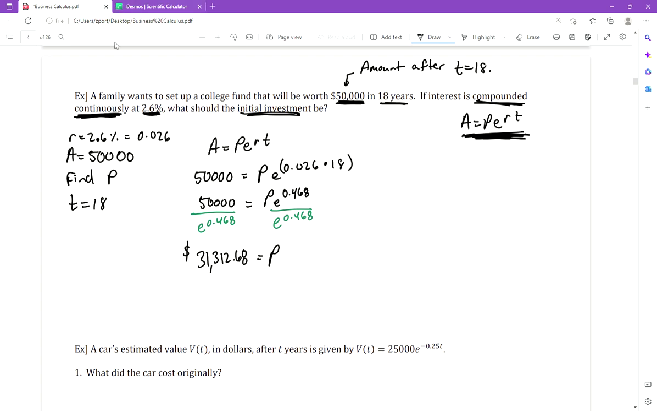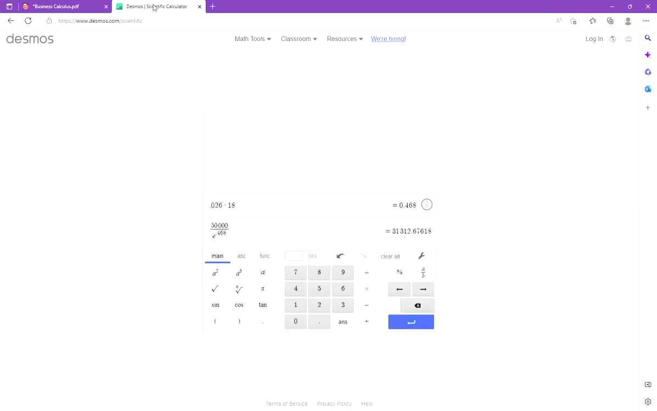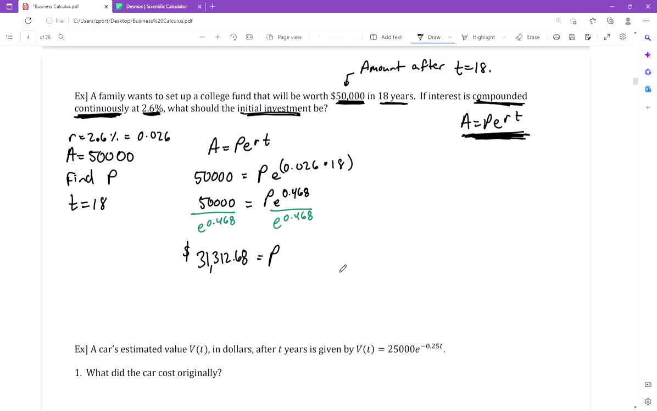$31,312.68. Okay, so that's it though. That is the initial investment. So if we want in 18 years to have $50,000 using this account, we need to put in about $31,000 and let it grow. So it takes some time. But that's that. This is again just a different scenario.